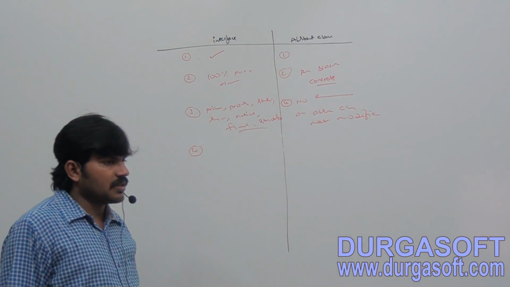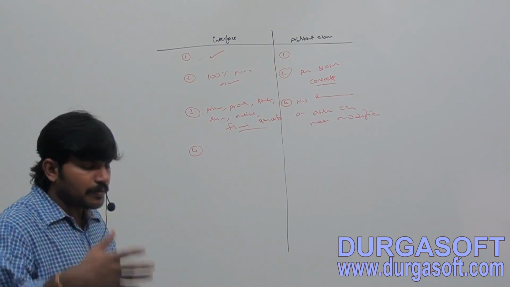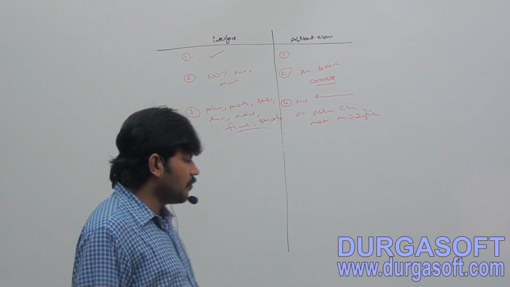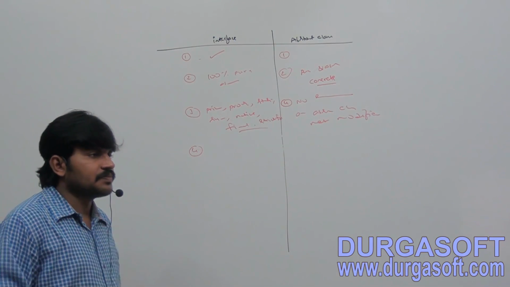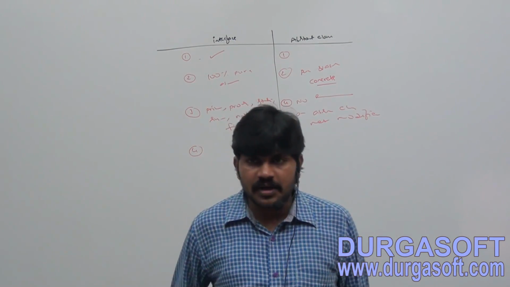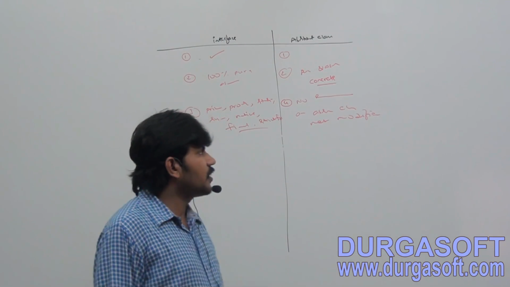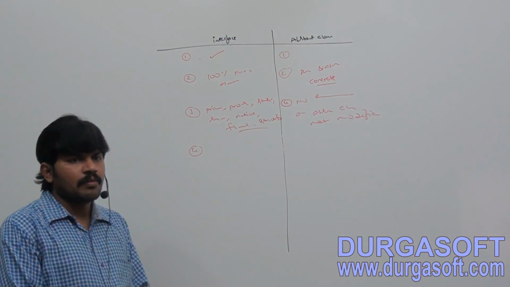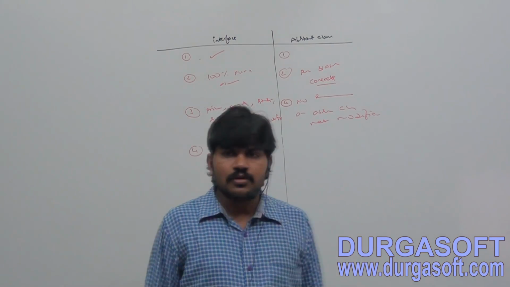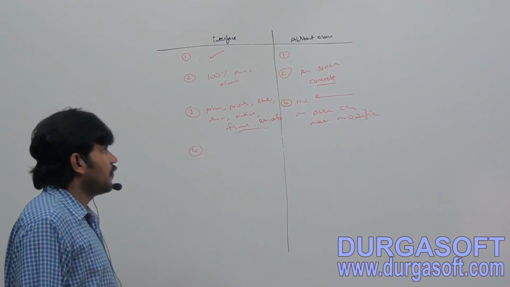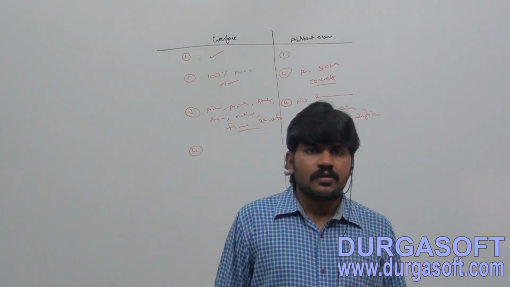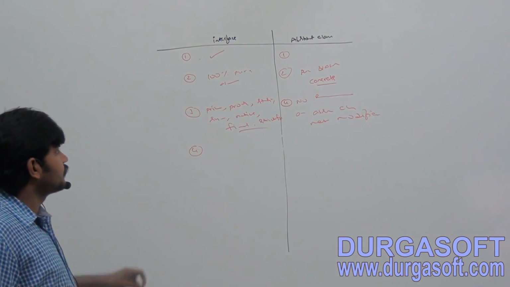Next, the other side. If we are talking about implementation, but not completely, that is, partial implementation, then we should go for abstract class.